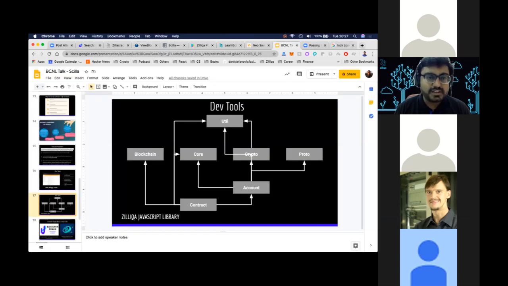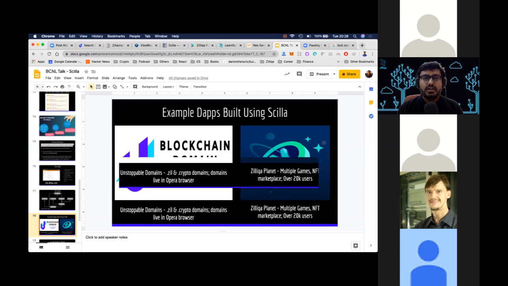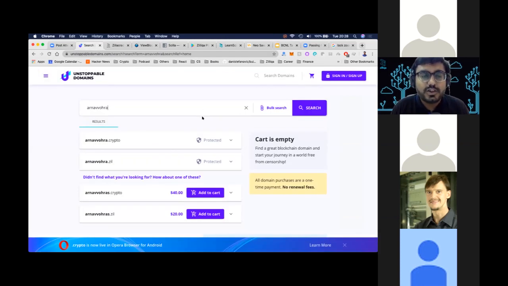Apart from this, just a brief mention of some DApps that are built on Zilliqa. So Unstoppable Domains is one DApp that is quite popular actually. It allows you to basically buy blockchain domain names. So it supports .zil and .crypto domain names. And let's see if I have, yeah. So this is the website. You can check it out as well.